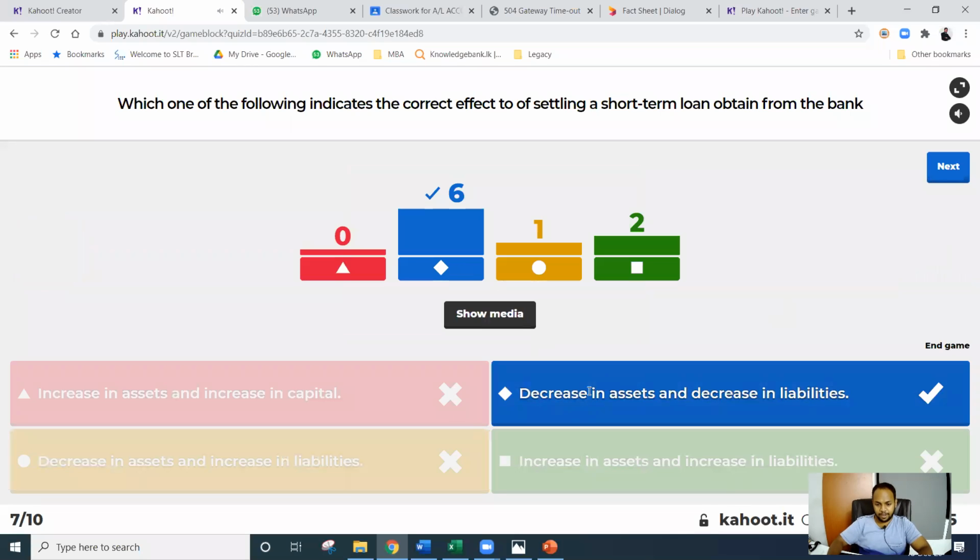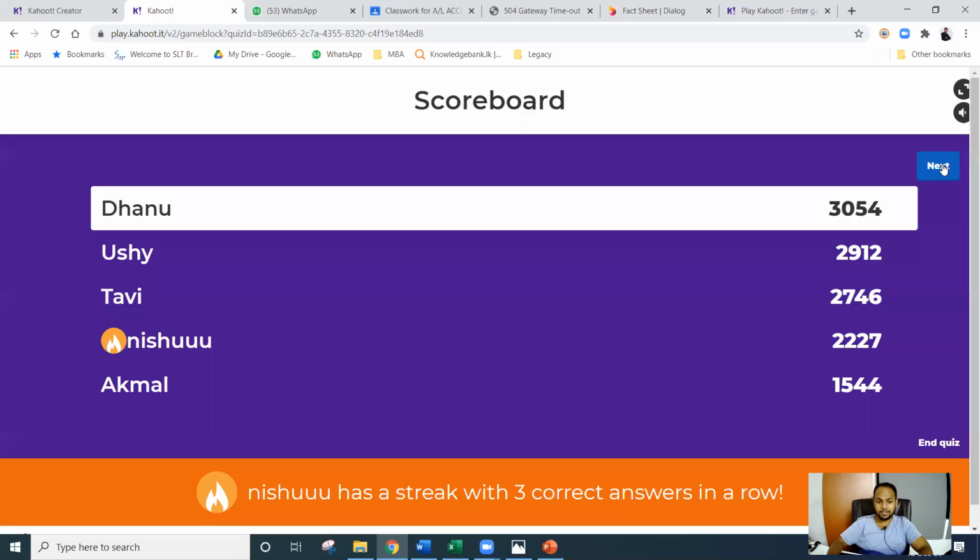6 answers. Decrease in asset and decrease in liability. Short-term loan: if you settle the short-term loan, the cash will reduce and the liability will reduce. Cash will reduce, liability will reduce. So it's okay. So we have 3 more questions.